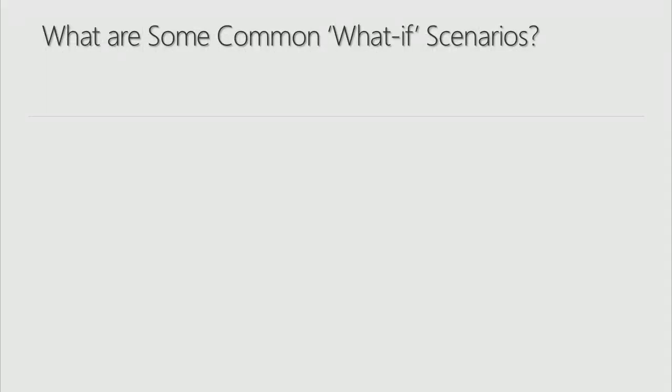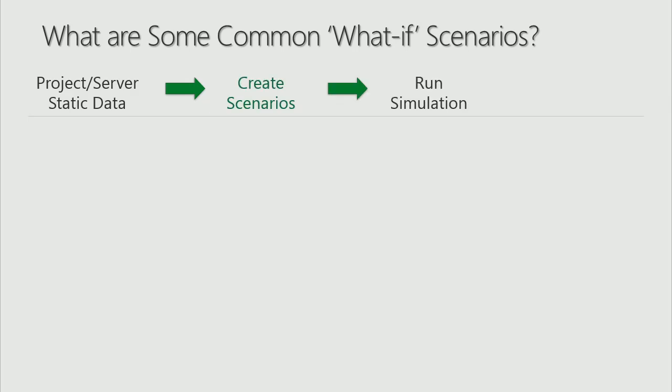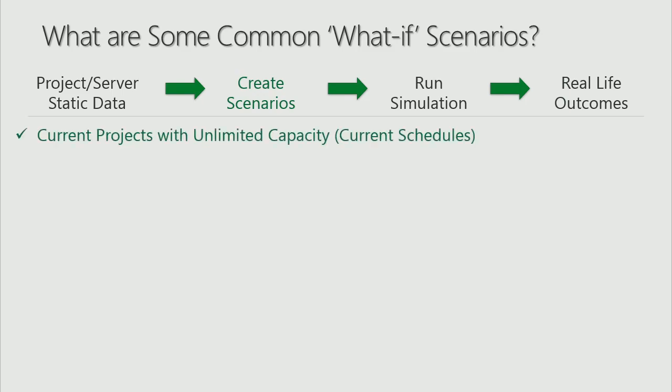So what are some really the common what-if scenarios? Just to recap, we're going to start with some Project Server data, create some scenarios, run simulations, and look at these outcomes and start making decisions. Most common one is probably, let's look at all my projects just as they are now, unlimited capacity, no changes, just what the project manager said, but look at my whole portfolio of them all at once, and use that as a baseline as I start doing what-ifs.